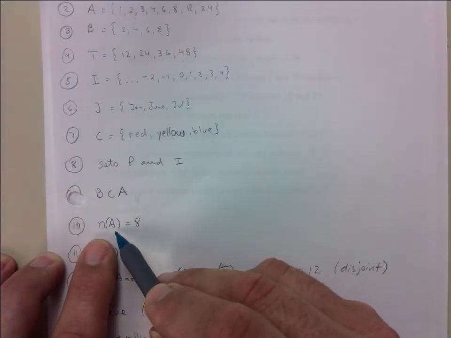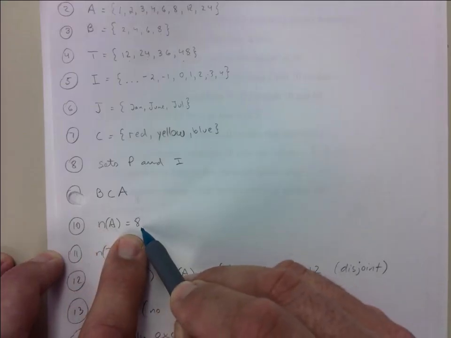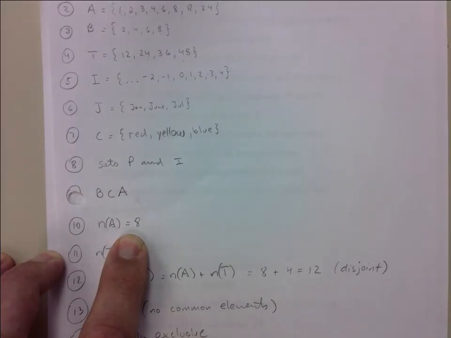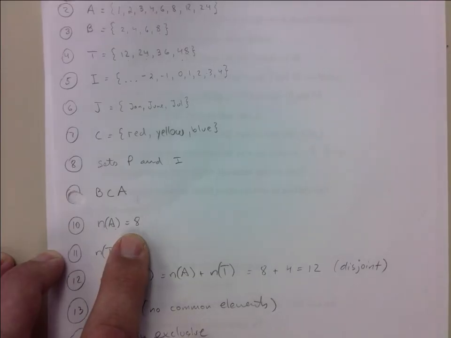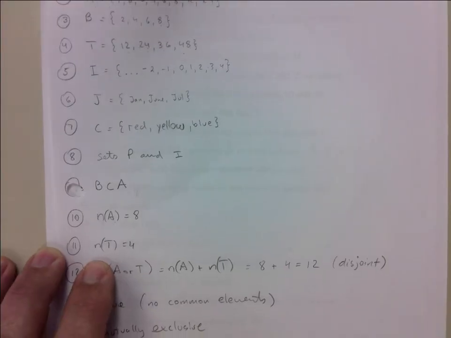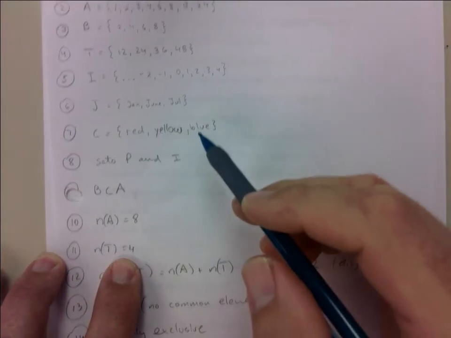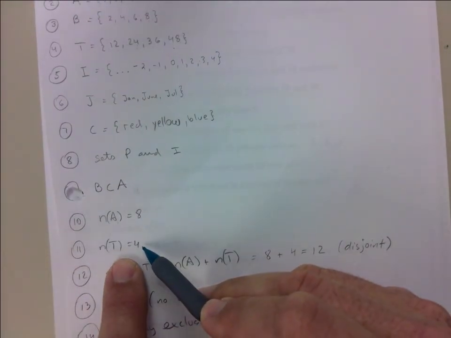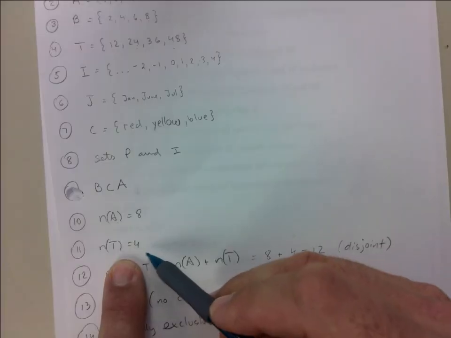So whatever you have for A, I have 8 elements in there. So I would expect this number to jive with your set A. So if you have only 3 numbers in there, I would expect this to say 3, okay? N of T. T for me only has 4 numbers in it, so I have 4. So 1 mark for that.